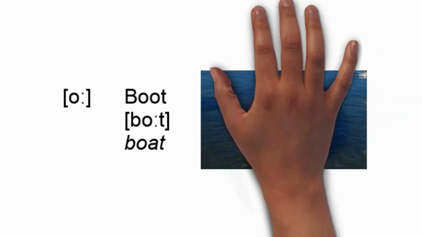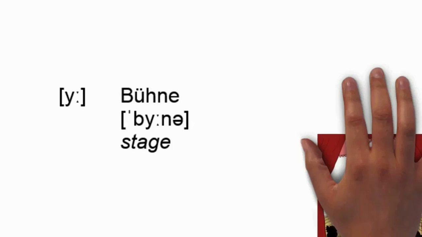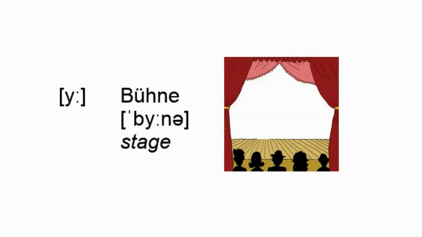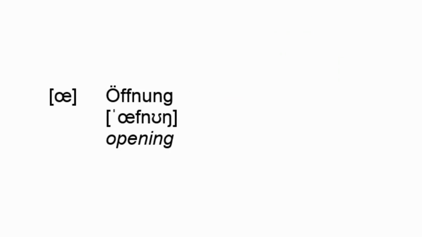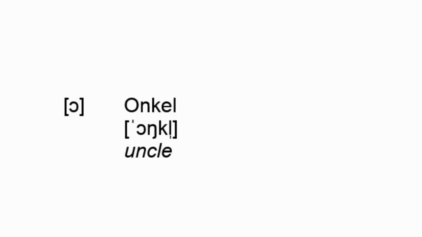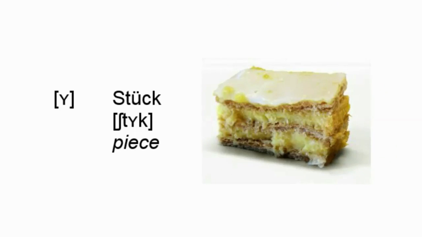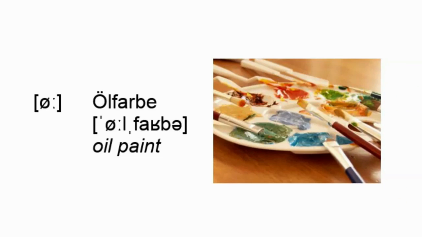And we had O as in boat, which was similar to O as in boat, just without moving on to that second vowel in the English diphthong O. So boat. Then we had our 5 rounded vowels. There was Ü as in Bühne, a rounded version of I. There was Ö as in Öffnung, a rounded version of E. So you had Ö, Öffnung. You had O as in Onkel, which was a rounded version of O, Onkel. Ü as in Stück, which is a rounded version of Ü, Stück. And Ö as in Ölfarbe, which was a rounded version of Ö, Ölfarbe.